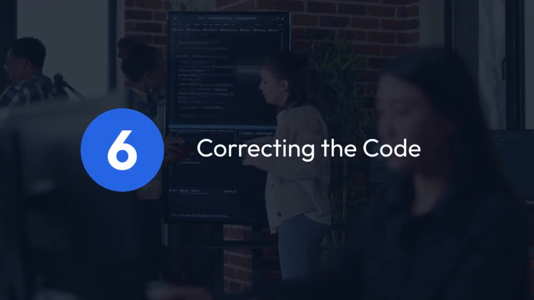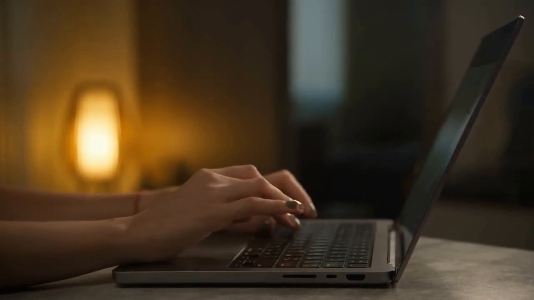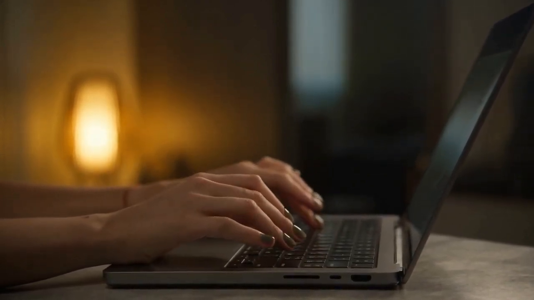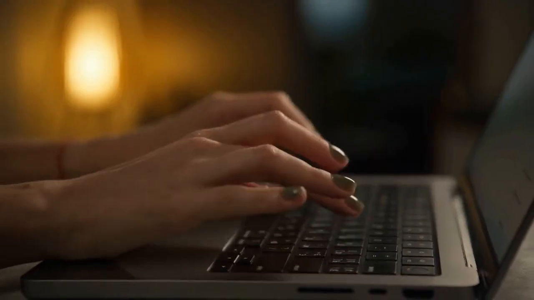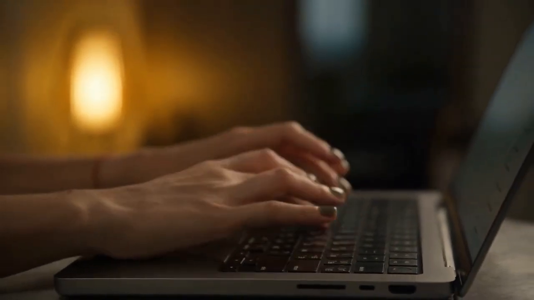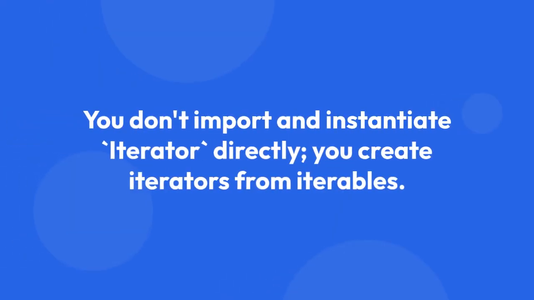6. Correcting the code. If your code explicitly uses from collections import Iterator, replace it with the appropriate iterator creation method, iter. For type checking, import Iterator from collections.abc. Remember, you don't import and instantiate Iterator directly. You create iterators from iterables.